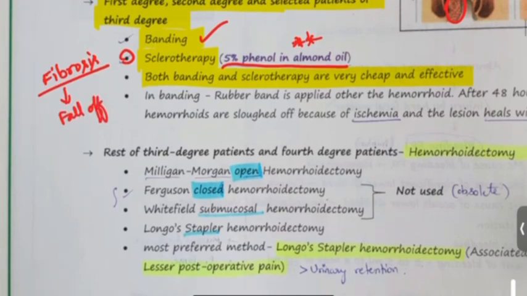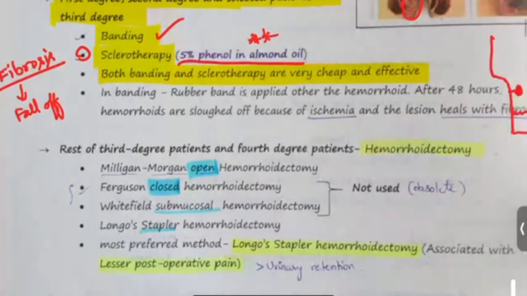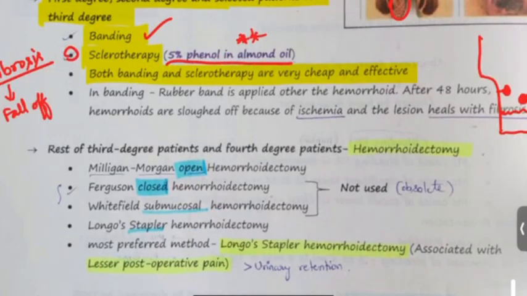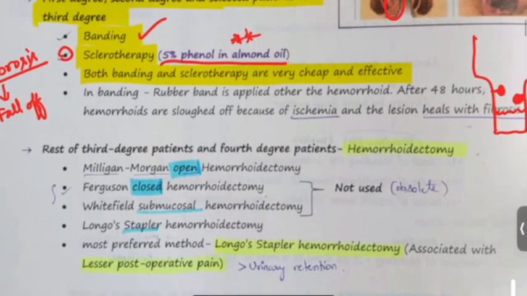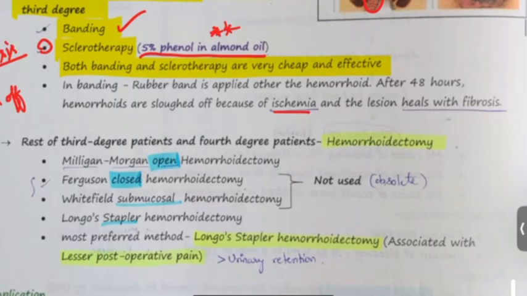So this can be done in case of first degree, second degree, as well as some patients of third degree internal hemorrhoids. Okay, in banding, rubber band is applied over the hemorrhoid. After 48 hours, hemorrhoids are sloughed off because of ischemia, and then the lesion heals with fibrosis. Okay, is this understood? Same mechanism which I said.